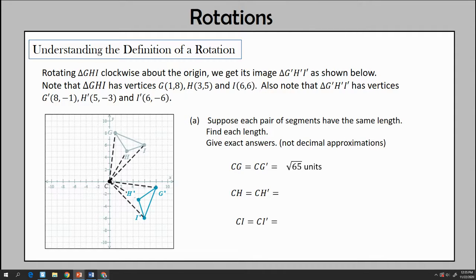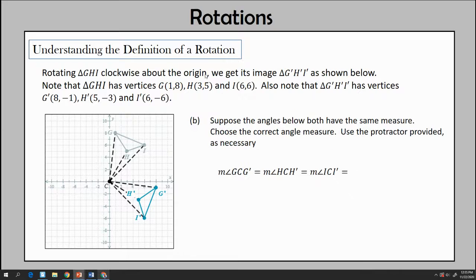Okay, C to H and C to H prime. I could write out the ordered pairs and use the distance formula. I could use the concept of a right triangle and use the Pythagorean theorem, and I get an answer, the square root of 34. These two are the same length. And C to I and C to I prime, they're the square root of 72. So what are we showing here? We're showing you that the points are the same distance from the center. Okay, the center is the C. C to G prime, that's the same length. That's what we're trying to get out of that.